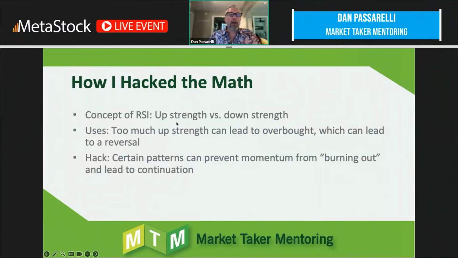The concept of RSI is it's up strength versus down strength. Too much up strength can lead to overbought, which can lead to a reversal, and vice versa. So there's a little hack. Certain patterns can prevent momentum from burning out and can lead to continuation.